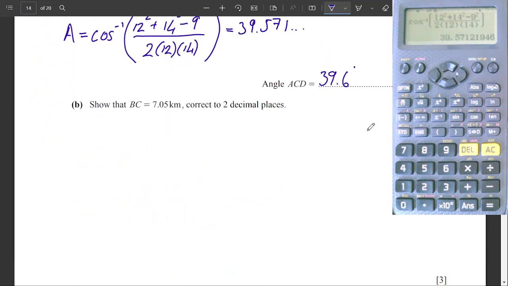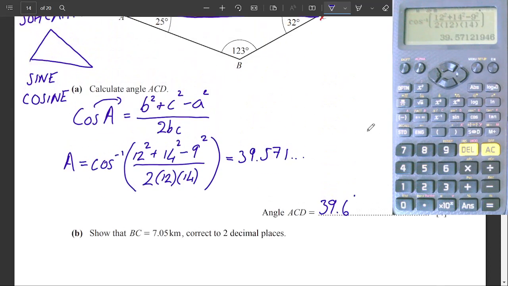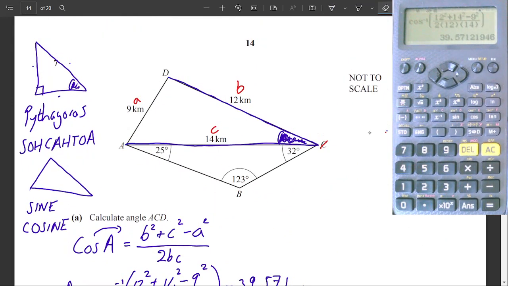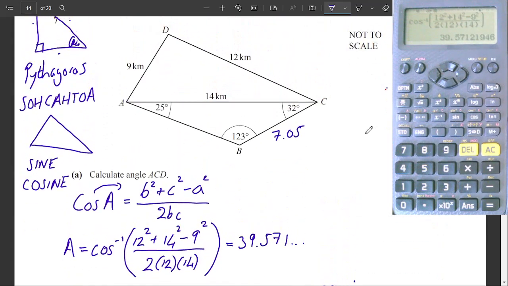Question 7b. Show that BC equals 7.05 kilometers, correct to 2 decimal places. We can see that BC. So let's clear this clutter. BC, 7.05 kilometers, I presume. Yes. Okay. So as I said before, this is not a right angle triangle, so we're going to use the sine or the cosine rule.